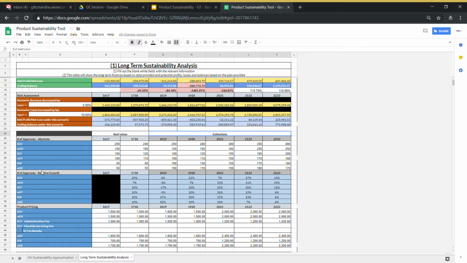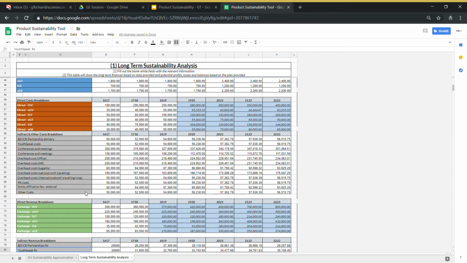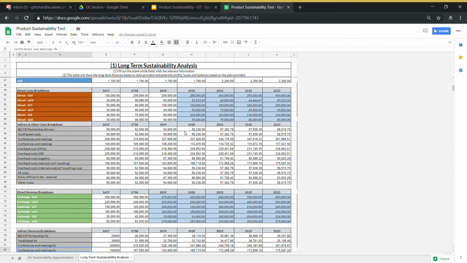Then the table number of approved relative growth is simply calculating the relative growth of the approvals. Then, as again with the estimation, under product pricing part, you can write down the pricing of the different products in different years. So what I did here, 16-17 and 17-18 have the same pricing. I also did it as the same pricing for 18-19 for presentation's sake. Then next is direct cost breakdown. Similarly, just write down the potential direct cost that you might have incurred. Then same goes with indirect costs. You can write down as much indirect cost that you might incur in different years to come.